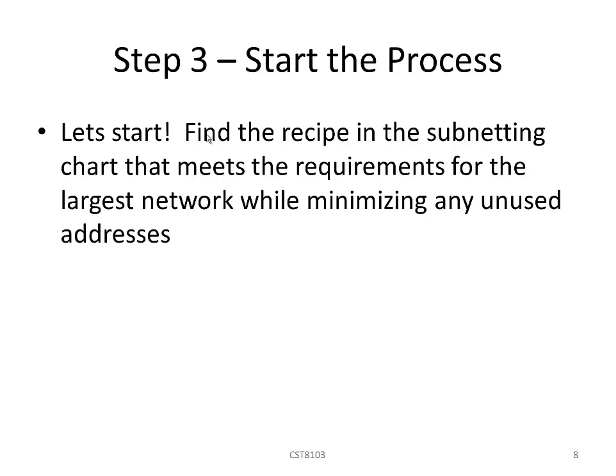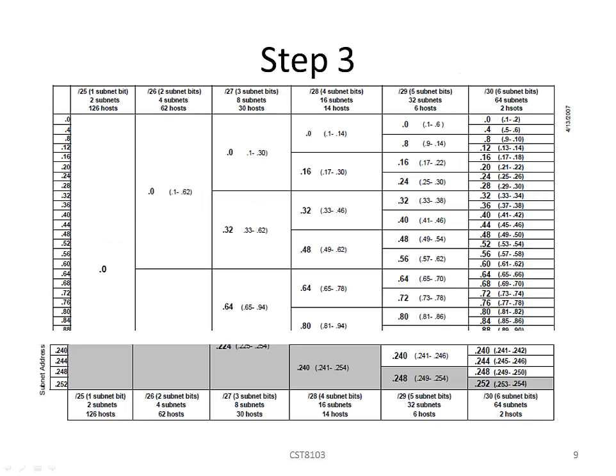All right, let's start. Let's find the recipe in the subnetting chart that meets the requirements for the largest network while minimizing any unused addresses. Recall that our largest network requirement was for Ottawa admin, which needed 14 hosts. If we look at the different recipes here, we have exactly 14 hosts here, which is the recipe that meets our requirements. 30 hosts would not meet the requirements as it has too many unused addresses. Therefore, for the Ottawa admin, we would assign this subnet. We would assign a /28.